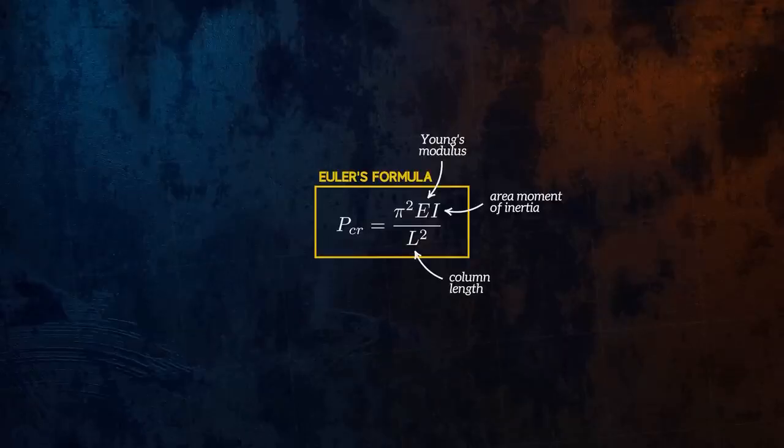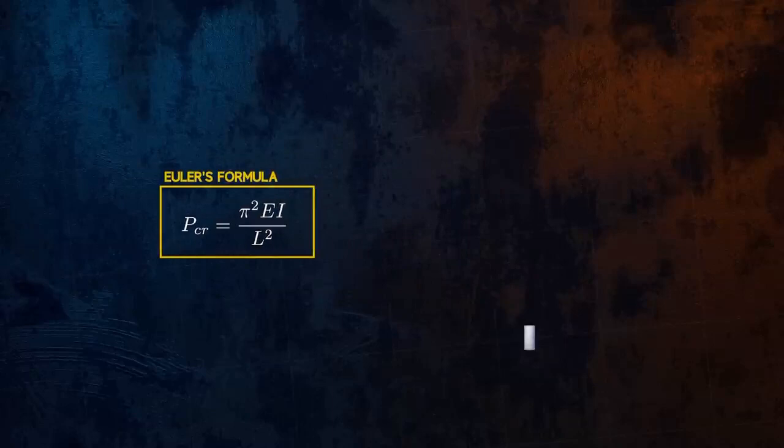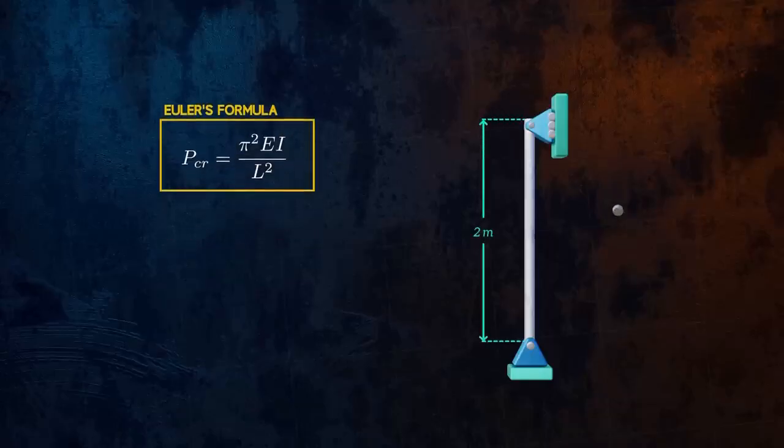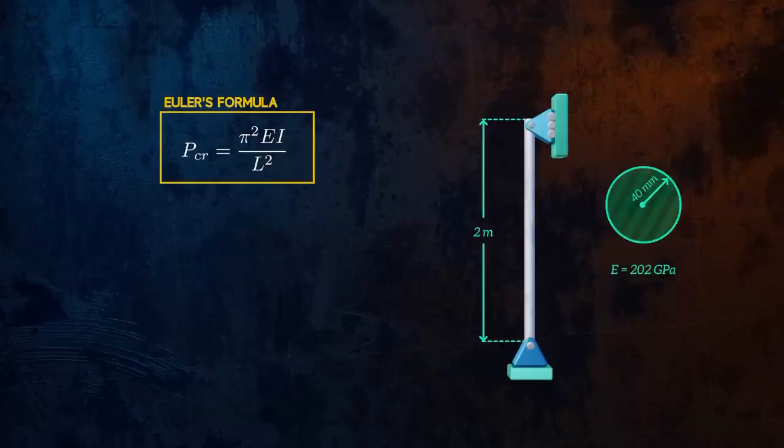This form of the equation is valid for a column that is pinned at both ends, meaning that the ends can rotate but can't translate horizontally. So a 2-meter tall steel column that has a circular cross-section with a radius of 40 millimeters would be expected to be able to support a load of around 1,000 kilonewtons before buckling, not including any safety factors.